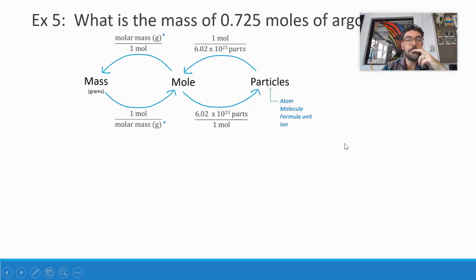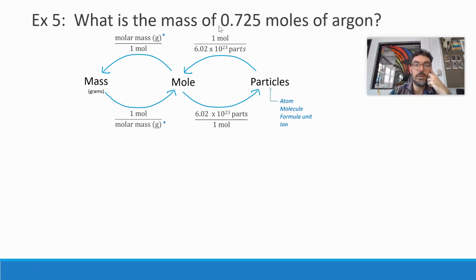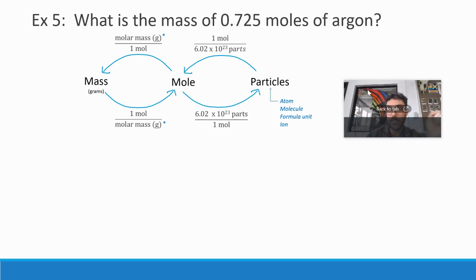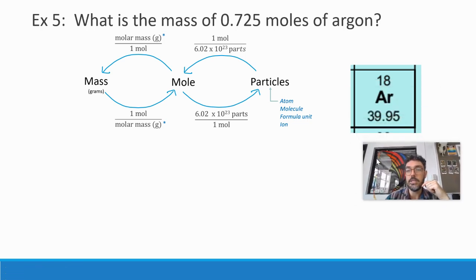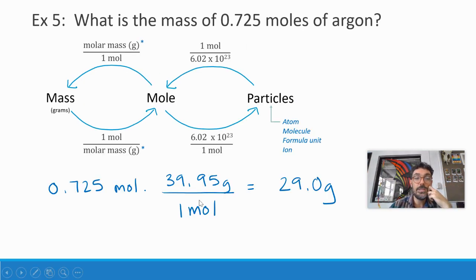So what if we had a question like this? What is the mass of 0.725? First, of course, we have to reference our periodic table to get this set up. So we find argon on our periodic table, and it is 39.95. And we find our conversion factor, right? So our conversion factor will be 39.95 is equal to 1 mole.